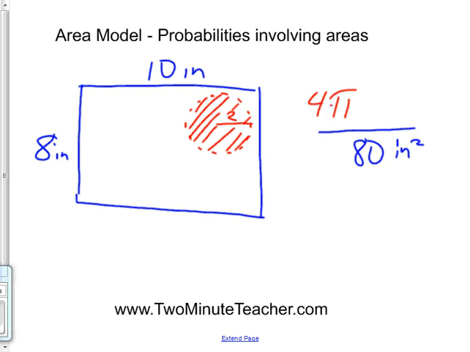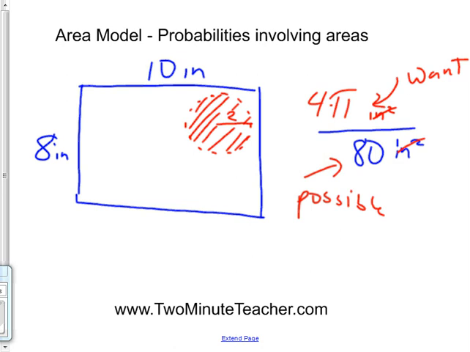And 4 pi over 80 is my total. It's what I wanted to happen over what's possible. So it's your favorable outcomes on the top divided by your possibles on the bottom. Now, this also should be inches squared, and then my denominator, my units can cancel.